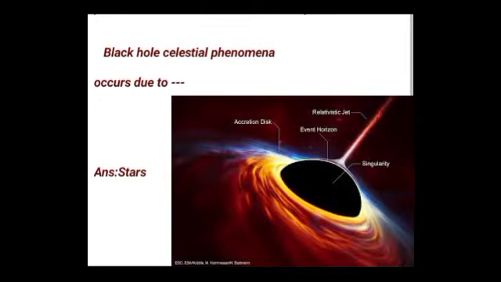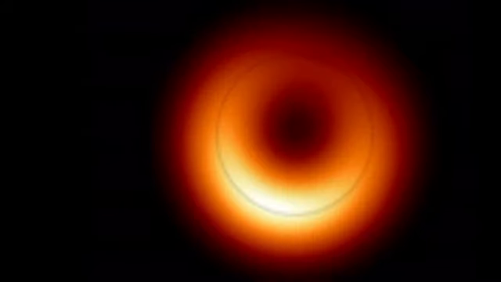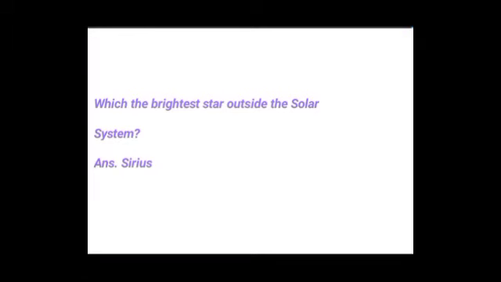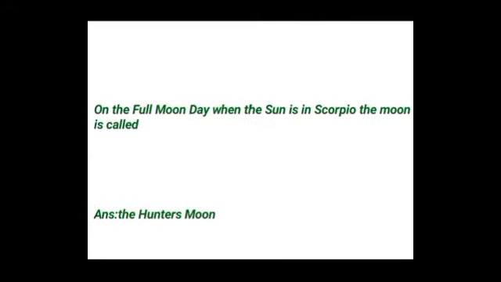Black hole celestial phenomena occurs due to stars. Which is the brightest star outside the solar system? That is Sirius. Which planet in the solar system has the most moons? Answer is Jupiter. On the full moon day when the sun is in Scorpio, the moon is called the hunter's moon.